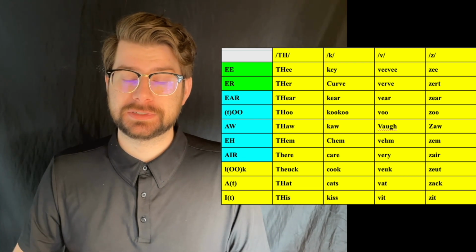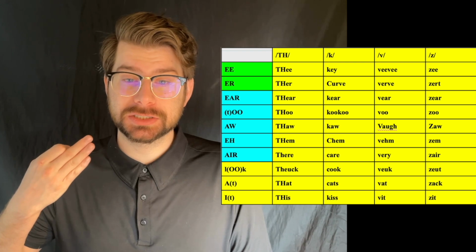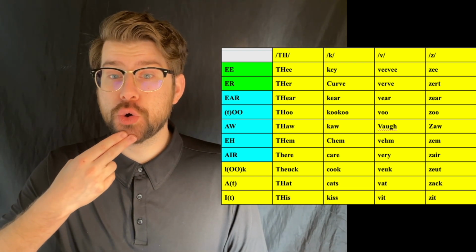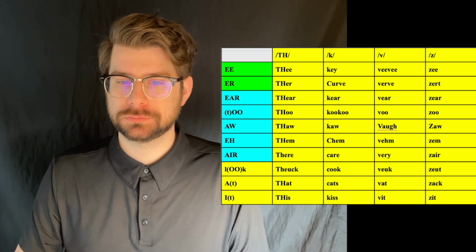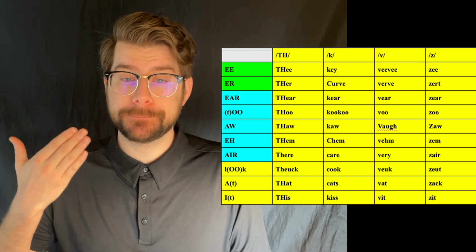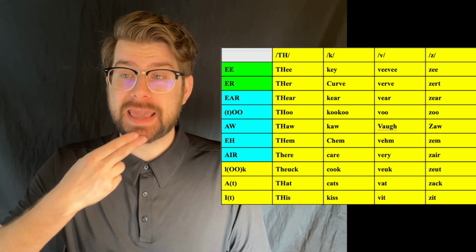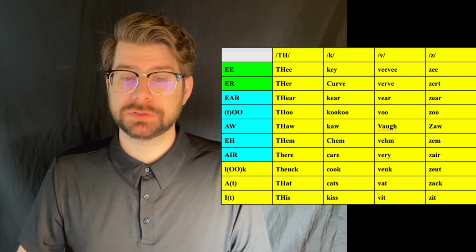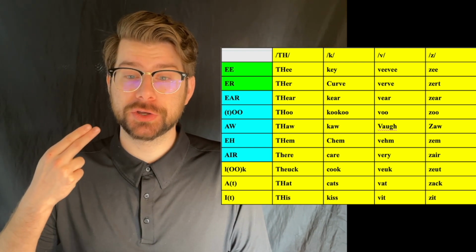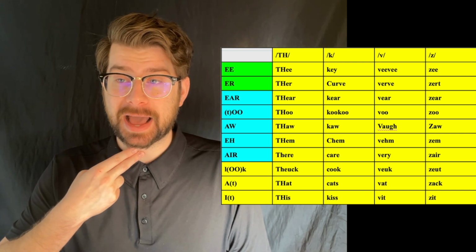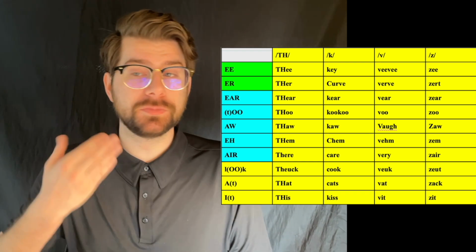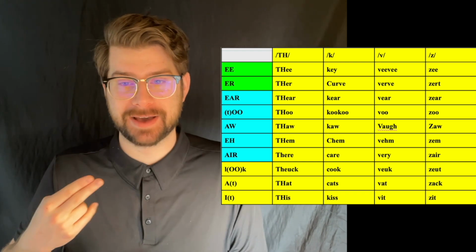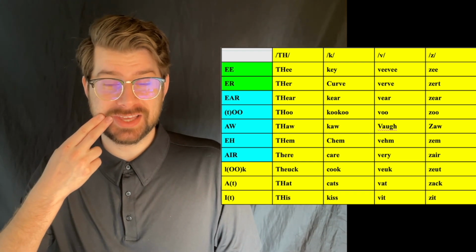Now for the k sounds, we have key, curve, kier, cuckoo, caw, chem, care, cook, cats, and kiss.